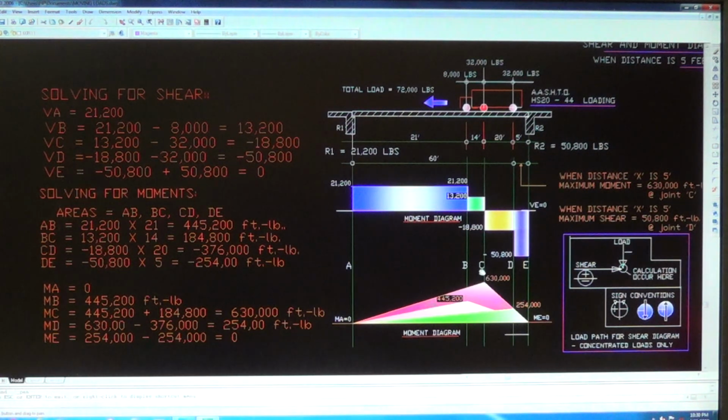You have to look at the line properly. All the moment on this side is the moment there. So moment at C is 445,200, the area there, plus 184,800, the BC, which equals 630,000 foot-pounds. I put that here, that's the C, 630,000 foot-pounds. Now, moment at D. You're only here. The moment at D has the area here, CD.